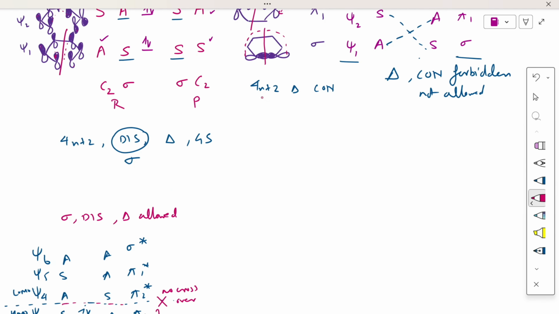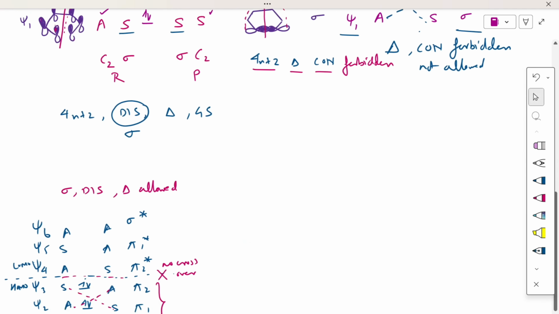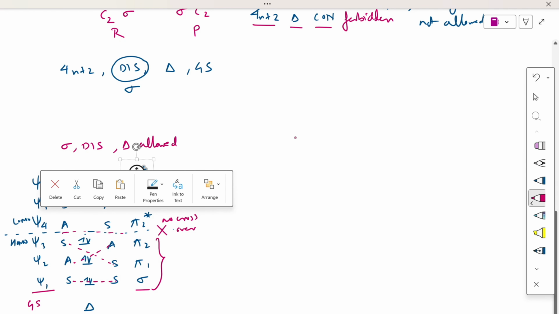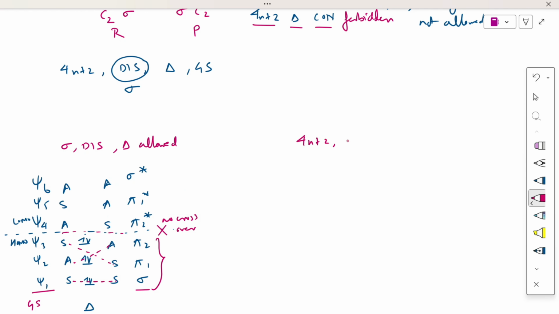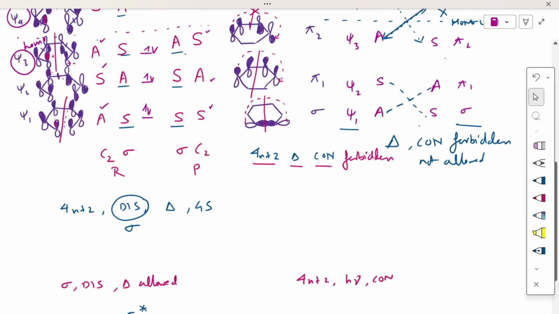Okay, what have we already arrived at? For a 4n+2 system in thermal condition, conrotation is forbidden, we have already arrived at that. So next, we have clearly arrived at this. Now we will do the same for photochemical condition. Again for the 4n+2 system, we will try conrotation in photochemical condition. Because conrotation is not allowed thermally, let us see if it is photochemically allowed. So take the same orbitals.